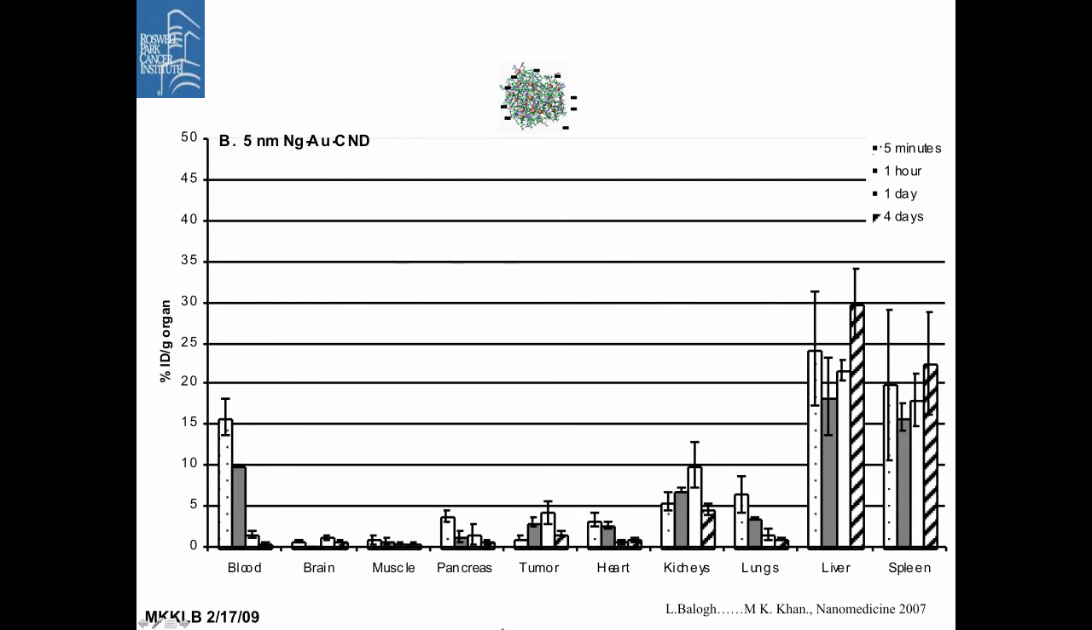And how do we know this? If you look at the liver and the spleen. So before, because of its size, it was being excreted through the kidneys and the urine. This time, because as soon as it gets in the bloodstream, it's highly negatively charged.